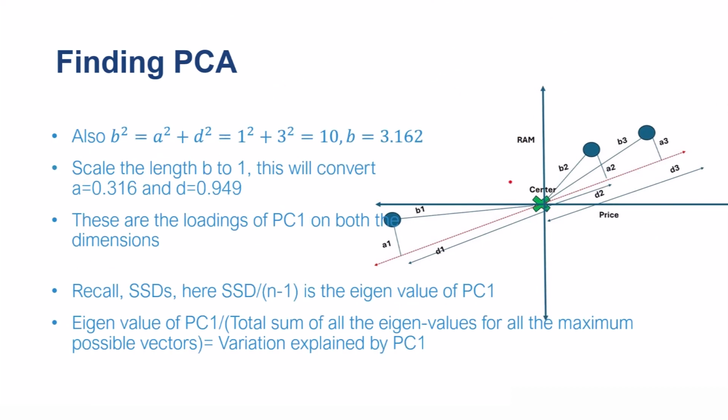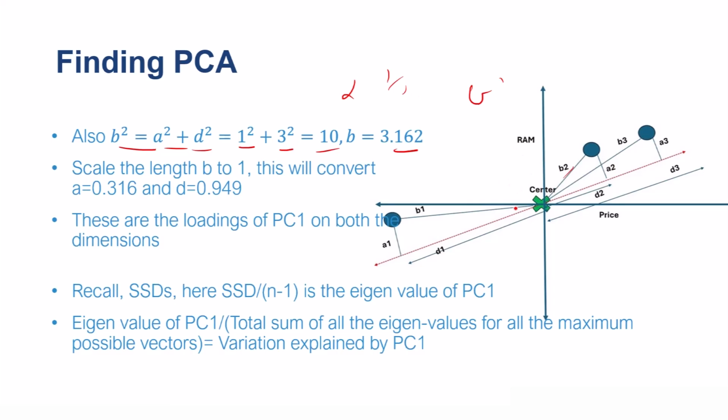What about this length b? B remains constant, and in this case b equals the square root of a square plus d square, which is 1 square plus 3 square, because slope alpha was 1 by 3, which is 10, and therefore b remains square root of 10, which is 3.162.